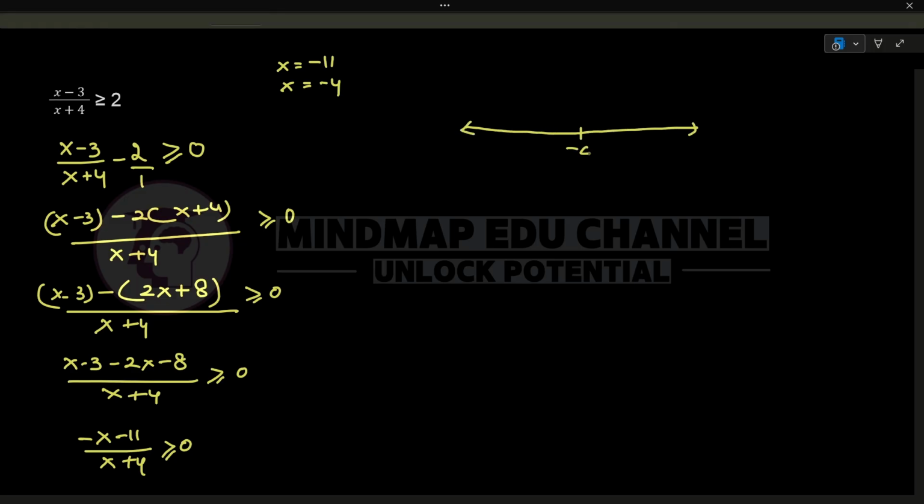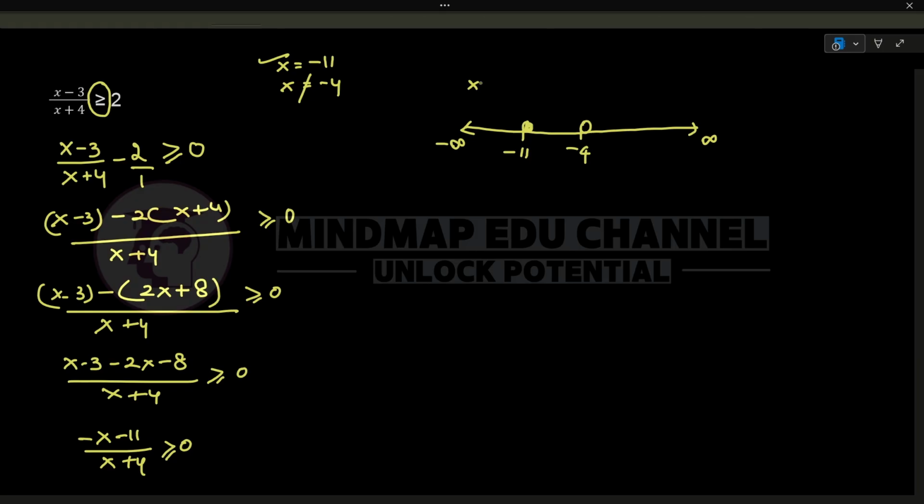So it's minus 4, minus 11, minus infinity, plus infinity. Now here, what can you say about the circles? The denominator cannot be equal to 0. So here it will be an open circle. But the numerator can be equal to 0, and here the equal to sign is there. So we'll have a closed circle at minus 11. Now let's check which section of the number line holds true for our example.